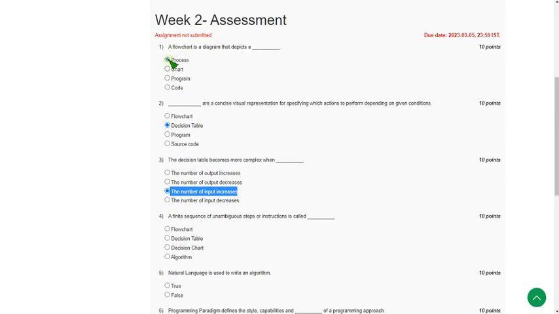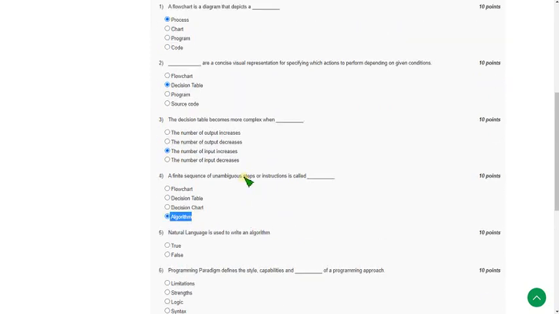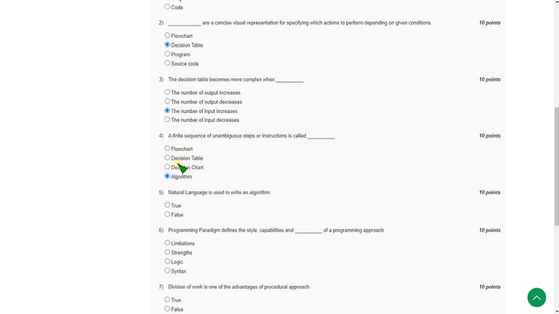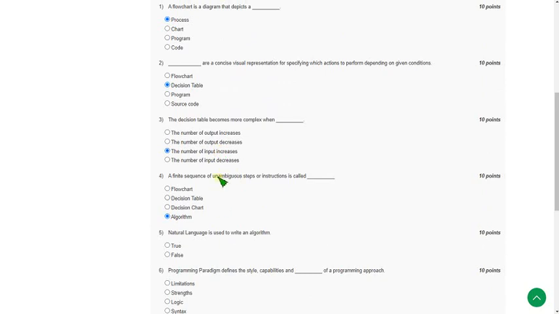If you see that, for the first question, the first option, second question, second option, third question, third option, and for the fourth, a finite sequence of unambiguous steps or instructions is an algorithm. It is the fourth option. These are the pattern of answers. So for the first question, first option, second question, second option, third question, third option, and for the fourth question, fourth option. These are the correct answers for the first four questions.